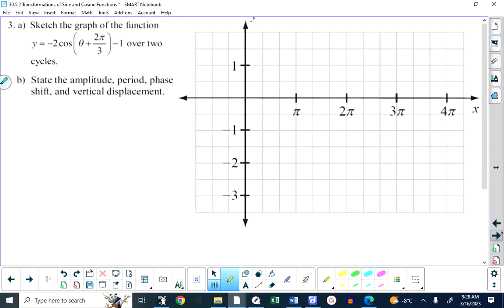All right. Number 3. Sketch this graph over 2 cycles. State the amplitude, period, phase shift, and vertical displacement. Well, you should be able to state what the amplitude is and the period is without even sketching it. In fact, I think you need to know the amplitude and the period to sketch it. The amplitude is 2, because lowercase a is negative 2. The period is 2 pi, because b is 1.